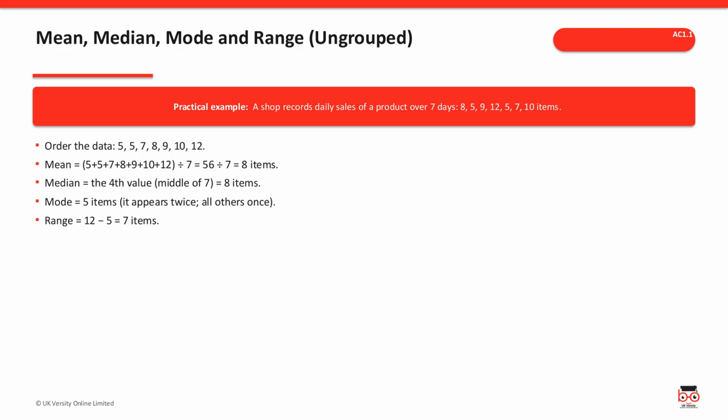Let's walk one through. A shop records its daily sales over 7 days, 8, 5, 9, 12, 5, 7, and 10 items. First, put them in order. 5, 5, 7, 8, 9, 10, 12. The mean is all 7 added, that's 56, divided by 7, which gives 8 items. The median is the 4th value, the one bang in the middle of 7, and that's 8 as well. The mode is 5, because it's the only value that appears twice. And the range is 12 minus 5, which is 7 items. 4 little numbers, and already we know a great deal about those sales.